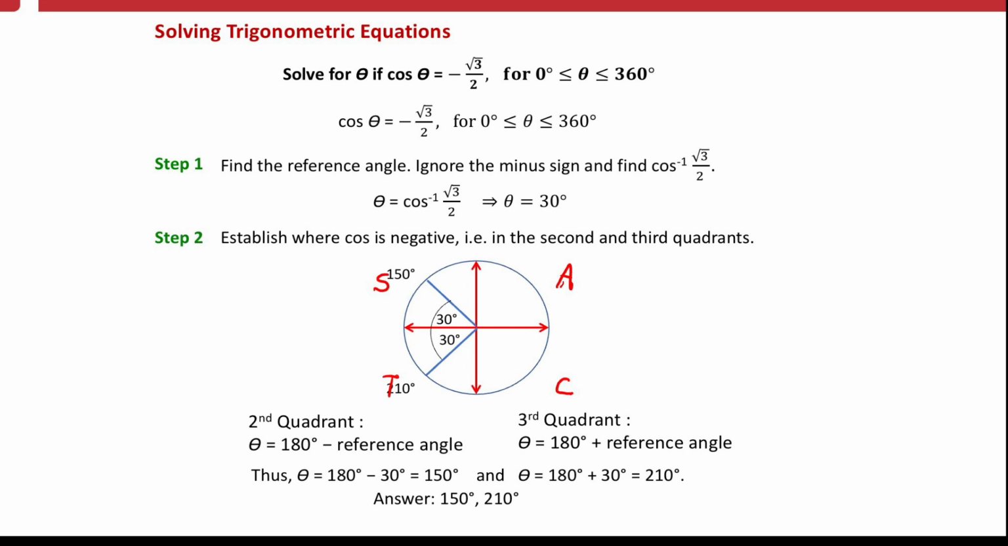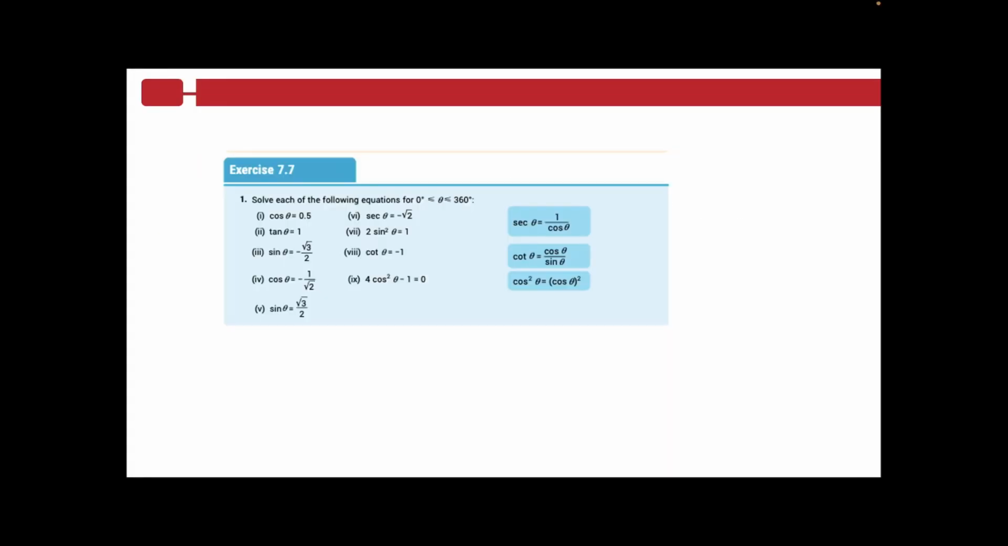Okay guys, I now want you to turn to page 239, exercise 7.7 and try question 1, parts 1 to 5. Follow the exact steps given in the tutorial video. If you have any questions, please post comments on Google Classroom. If you want a challenge, try parts 6 to part 9 using the identities on the right-hand side.